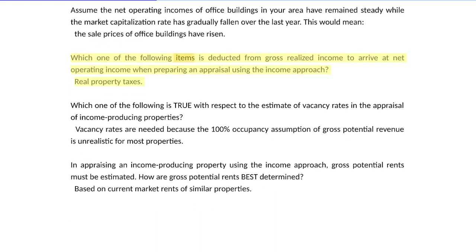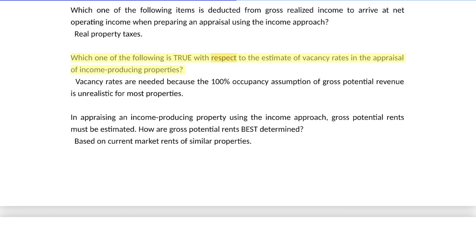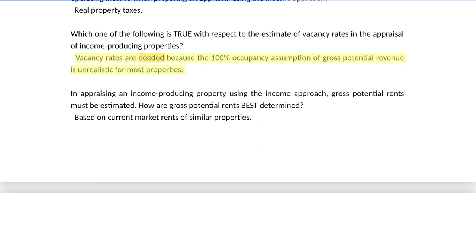Which one of the following items is deducted from gross realized income to arrive at net operating income when preparing an appraisal using the income approach? Real property taxes. Which one of the following is true with respect to the estimate of vacancy rates in the appraisal of income-producing properties? Vacancy rates are needed because the 100% occupancy assumption of gross potential revenue is unrealistic for most properties.